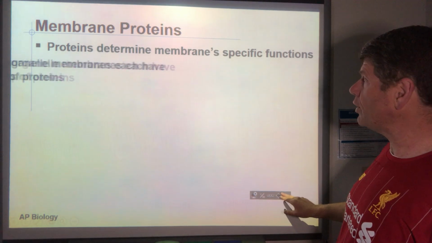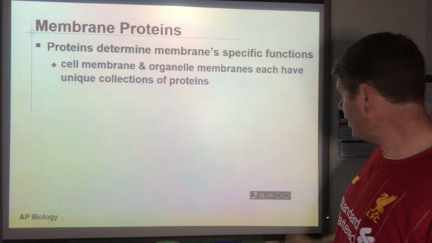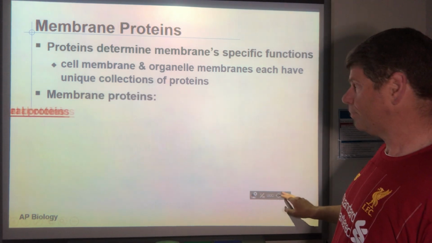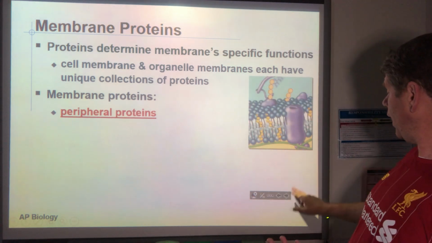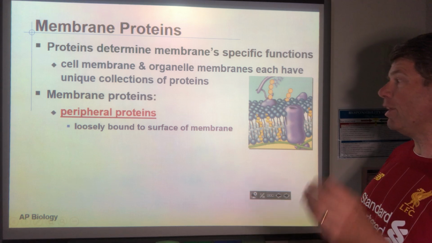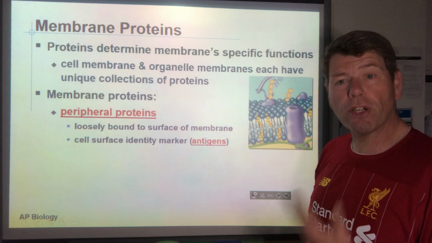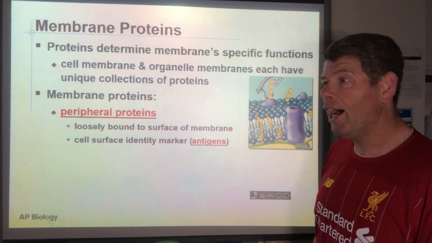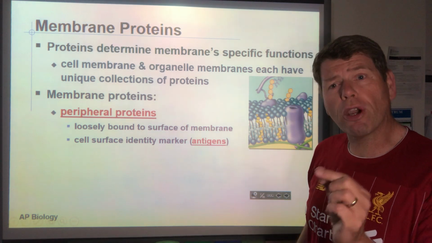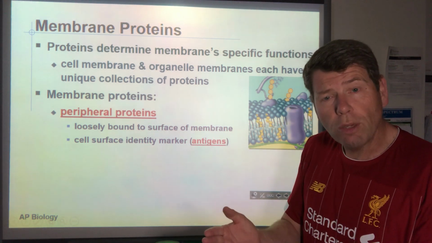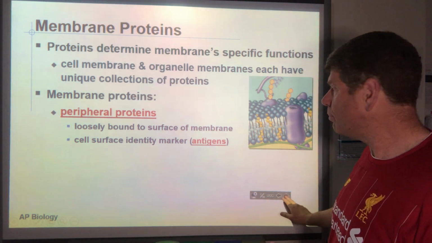Okay, so let's talk more about these proteins here. Remember that cell membrane and organelle membranes each have a unique collection of proteins. The membrane proteins may be peripheral, which means simply to be kind of on the outside. They might be loosely bound to the surface of the membrane. They might act as identity markers, things we call antigens. By the way, that's what would give you your blood type of your red blood cells. They have particular markers or proteins on their surface, which we call antigens, and they give you the blood type that you happen to have.